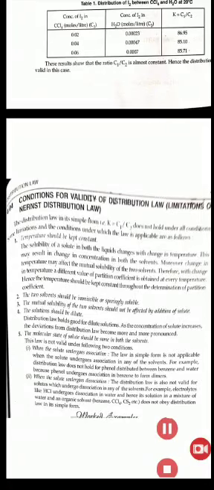Moreover, change in temperature may affect the mutual solubility of two solvents. Therefore, with change in temperature, a different value of partition coefficient is obtained at every temperature. Hence, the temperature should be kept constant throughout the determination of partition coefficient. Second, the two solvents should be immiscible or sparingly soluble. Third, the mutual solubility of the two solvents should not be affected by the addition of the solute.